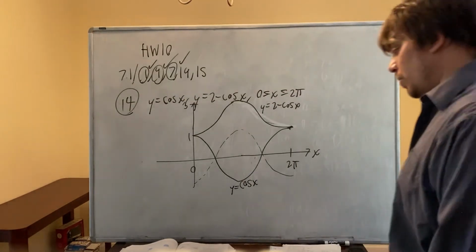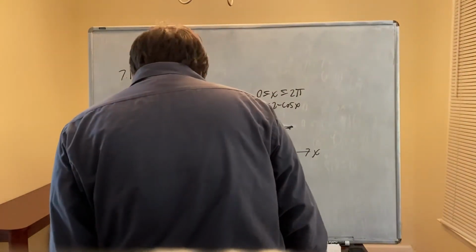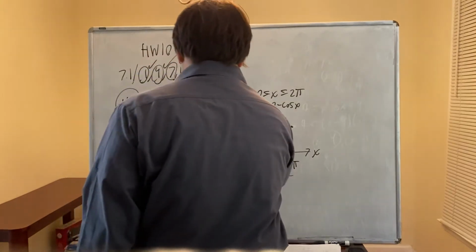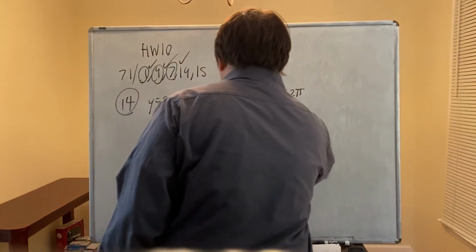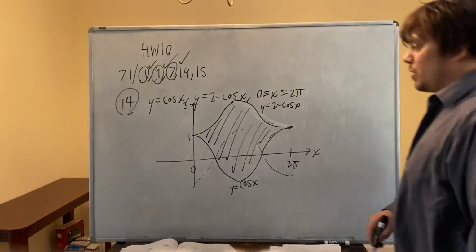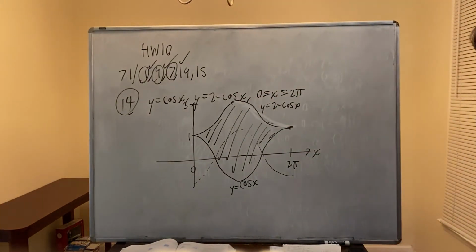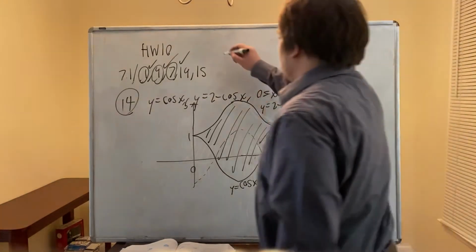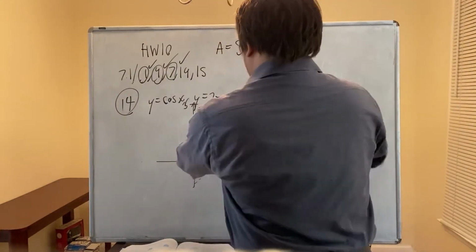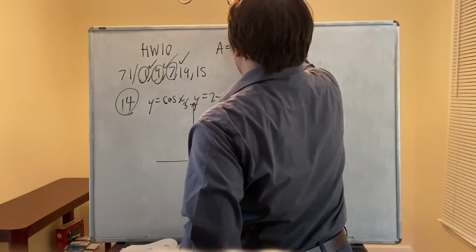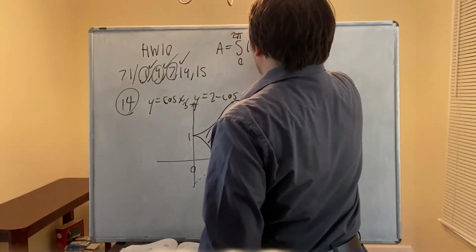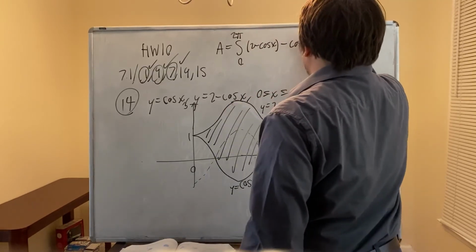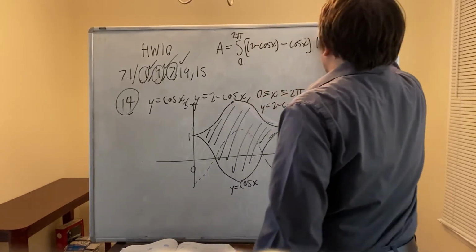And so the area we want to find, this is number 14, we want to find the region enclosed by the curves. It's this region here. That's the region enclosed by y equals 2 minus cosine x and cosine x from 0 to 2 pi. And so to find the area, capital A is equal to the definite integral from the smallest x value 0 to the largest x value 2 pi of 2 minus cosine x minus cosine x dx.